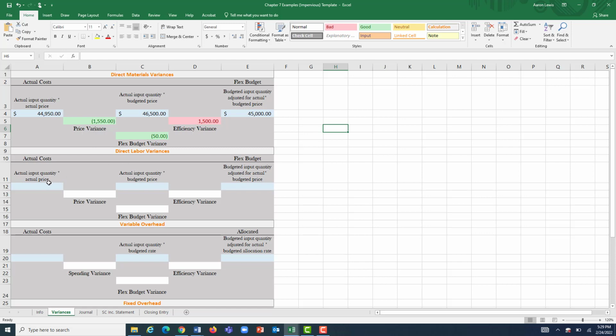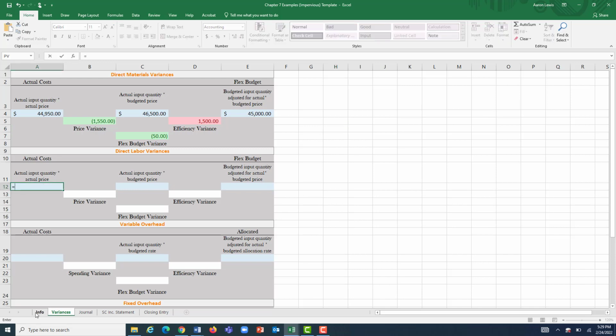Let's move on and do variances down here for direct labor. And it's the same setup. We're going to start with our actual cost, which is our actual input quantity of labor hours times the actual price we paid on average to each laborer for every hour they worked.